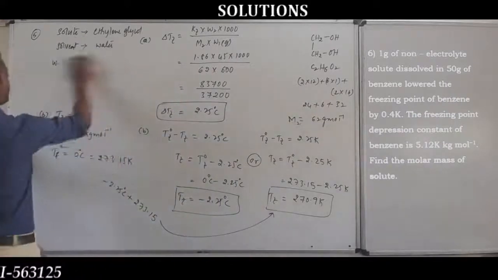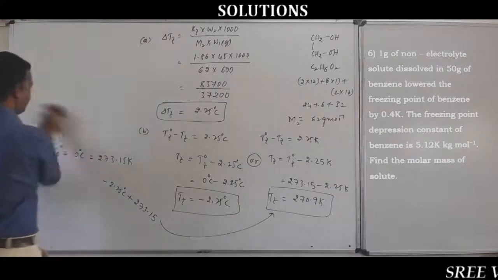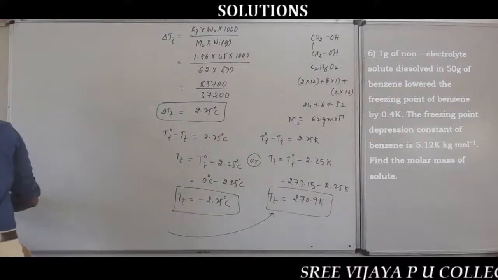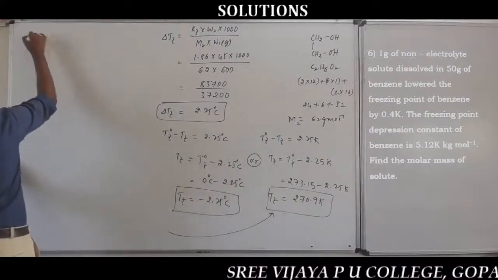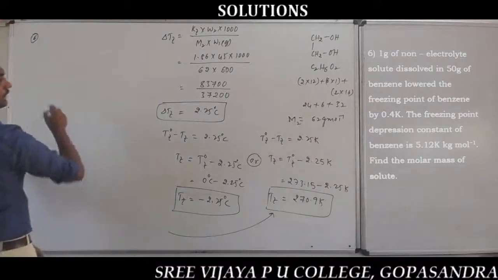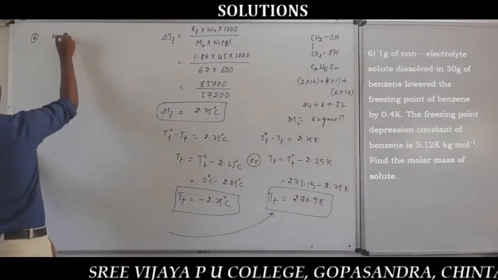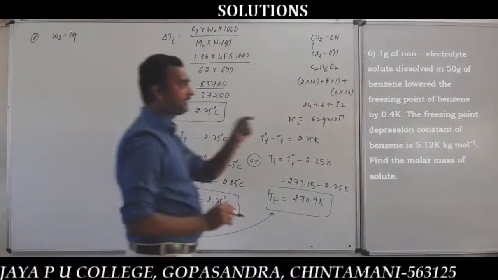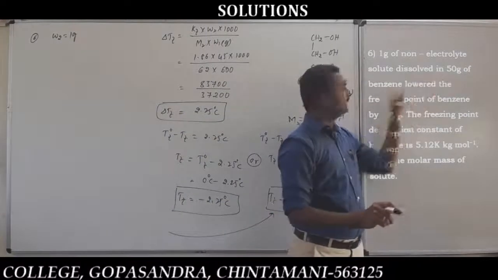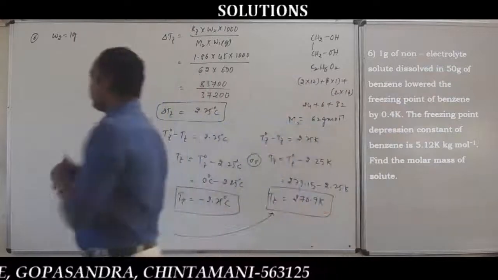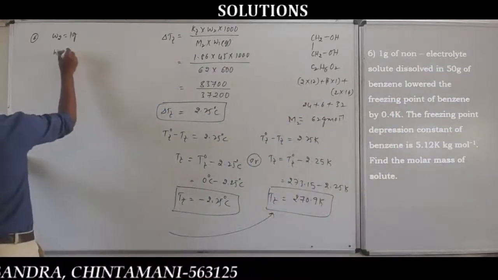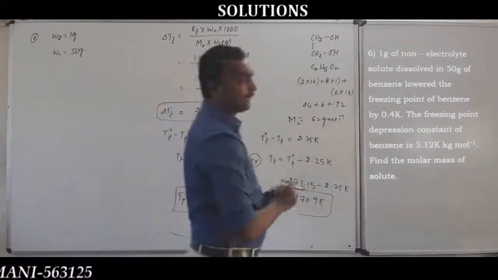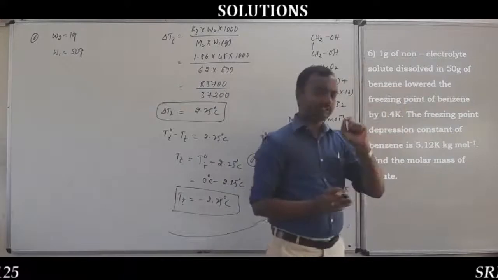So let's collect the data. Problem number 6: 1 gram of non-electrolyte solute, that is, mass of solute is equal to 1 gram, dissolved in 50 gram of benzene. Benzene becomes the solvent. Therefore the mass of solvent is 50 gram.